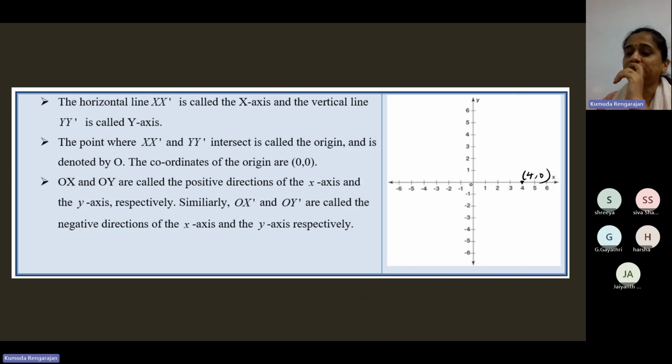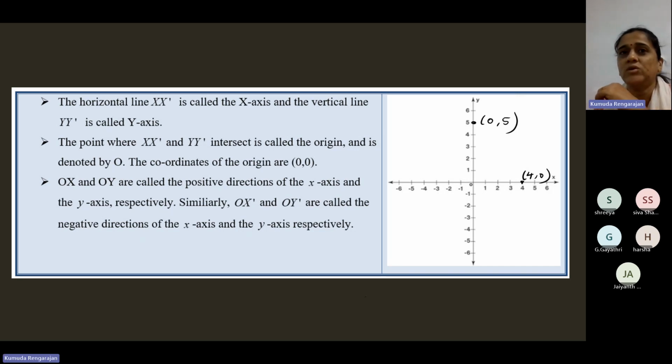Yes or no? Where does the point (0, 5) lie? On the y-axis. Does it lie in the first quadrant? No. Does it lie in the second quadrant? No. The point (0, 5) does not lie in the first or the second quadrant. It lies on the y-axis, on the positive side of the y-axis.